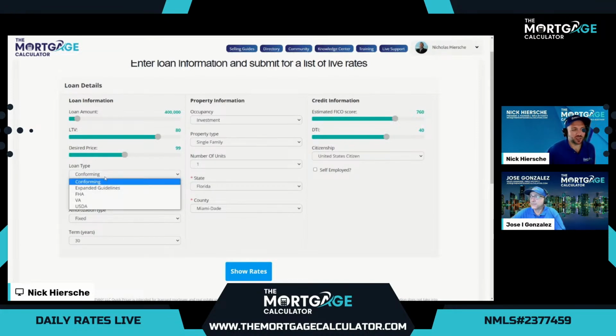Now, for investment properties, we only have a couple options. We have conforming options, conventional options, and expanded guidelines, aka non-QM. Remember, all the government options are not for investment properties. FHA, VA, USDA are not applicable.